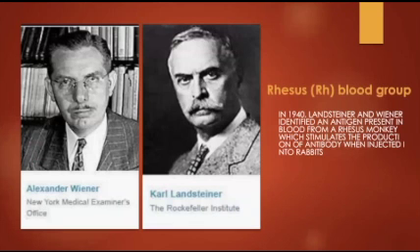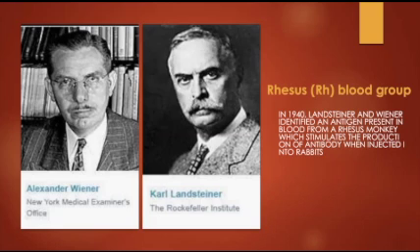In 1940, Landsteiner and Wiener identified an antigen present in blood from a rhesus monkey, which stimulates the production of an antibody when injected into rabbits. So firstly, red blood cells of a rhesus monkey were injected into a rabbit's body. The rabbit responded to the antigen present on the red blood cells of the monkey and formed antibody against the antigen.